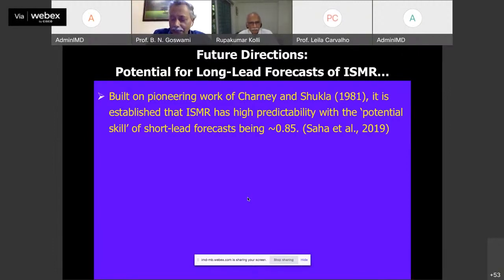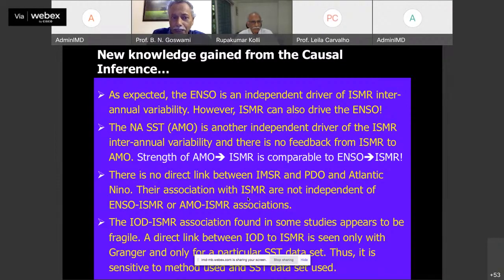So basically, I think the establishment of the connection with the North Atlantic is now pretty well settled, and therefore we must try to include that North Atlantic forcing in the prediction models. In other words, models must be able to capture the variability in the North Atlantic to improve ISMR prediction.